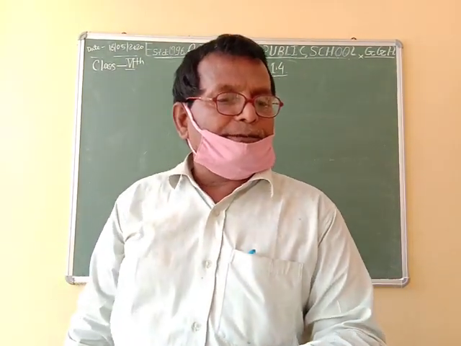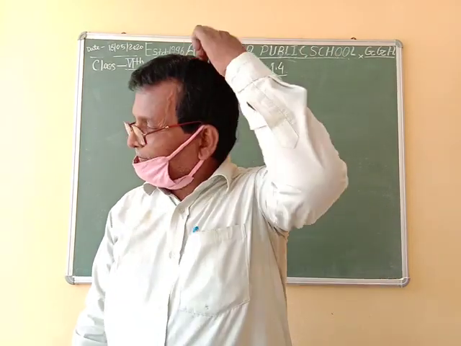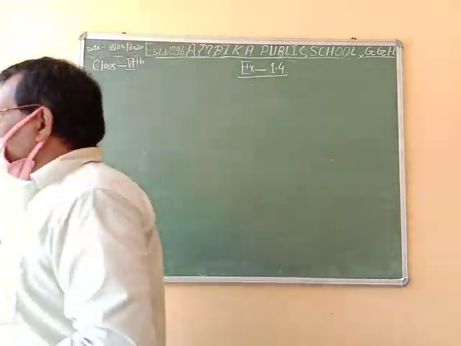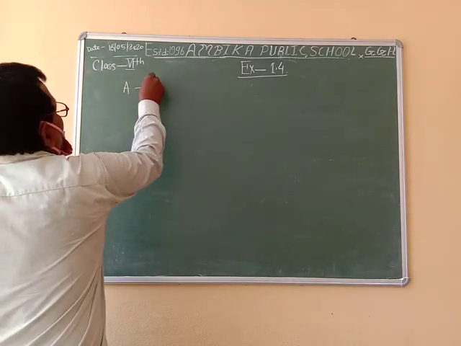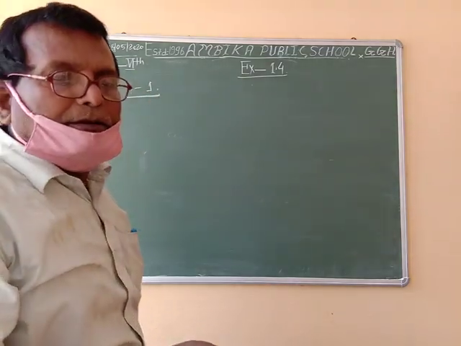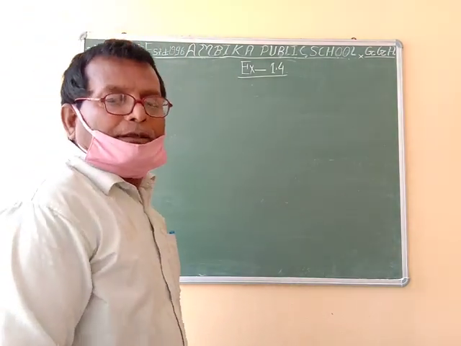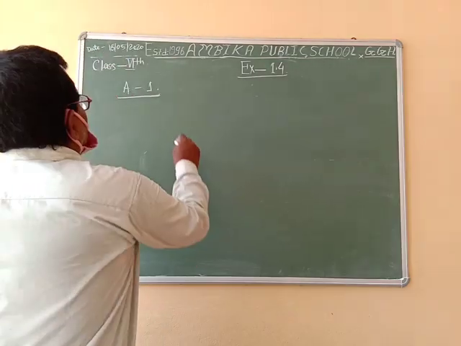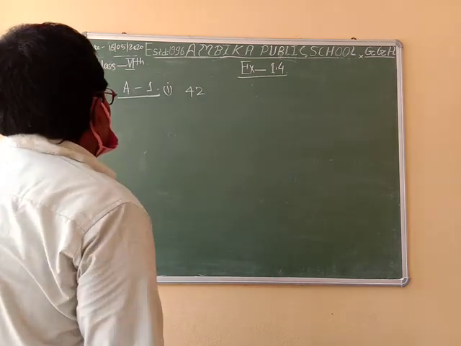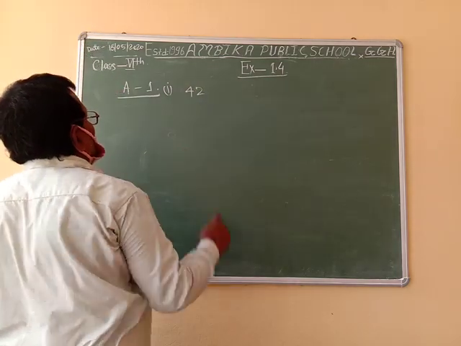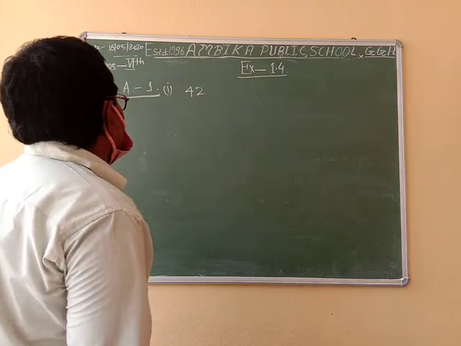The first question is: estimate each of the following numbers to the nearest 10. In question number 1, estimate each of the following numbers to the nearest tens. 42. We are given the number 42, and we have to estimate it to the nearest 10.